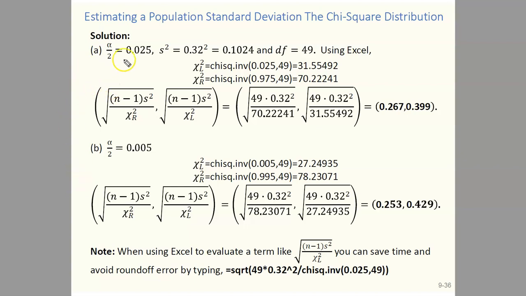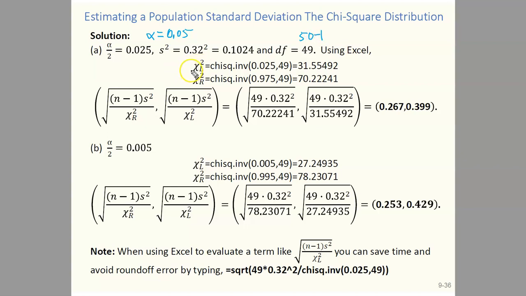Now here's our solutions to parts A and B, and we'll go over these in Excel so you see the commands that you type in. Now our alpha over 2 value for part A is going to be 0.025. Keep in mind that we wanted a 95% confidence interval for part A, so the alpha is 0.05. So alpha over 2 is 0.025. Our sample variance is 0.32 squared, which is this number. Our degrees of freedom is 49. That's 50 minus 1, remember?